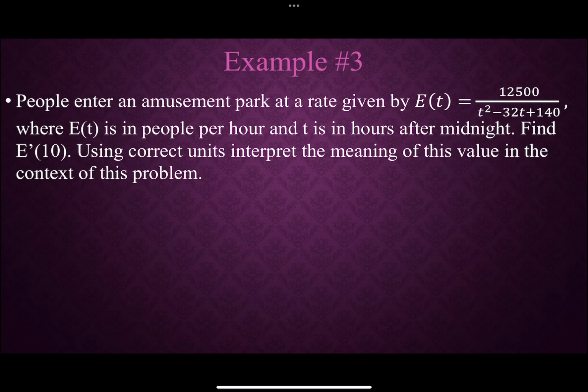E of t is in people per hour, t is in hours after midnight. Find E prime at 10. Using correct units, interpret the meaning of this value. So we don't want to actually take a derivative by hand. We want to use our n-deriv tool.